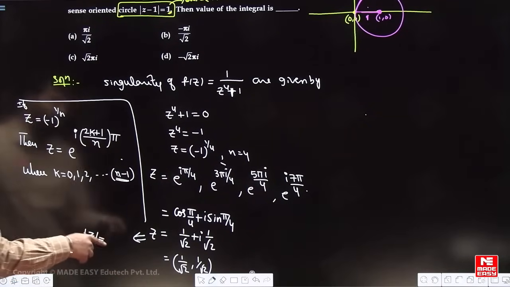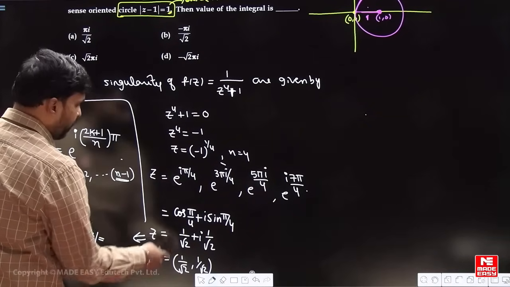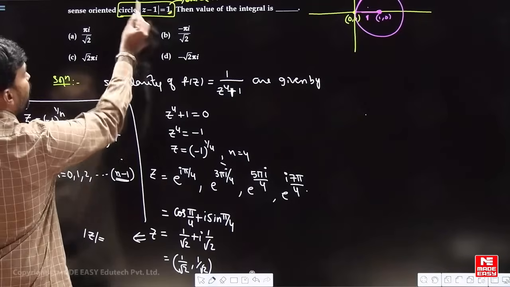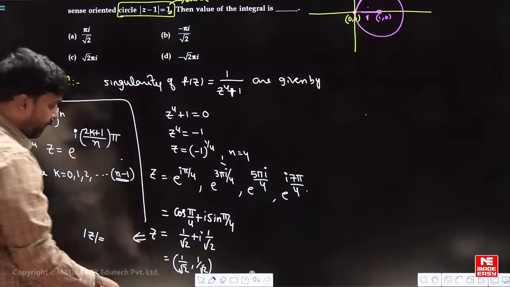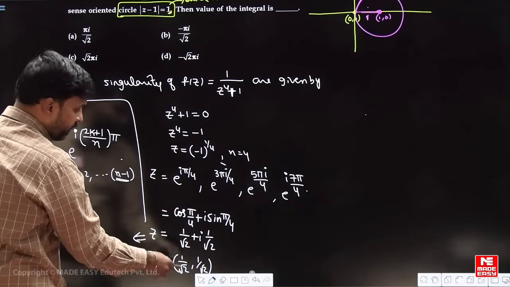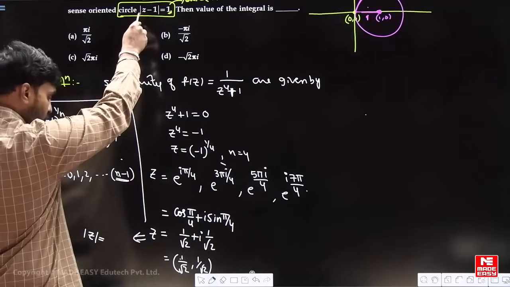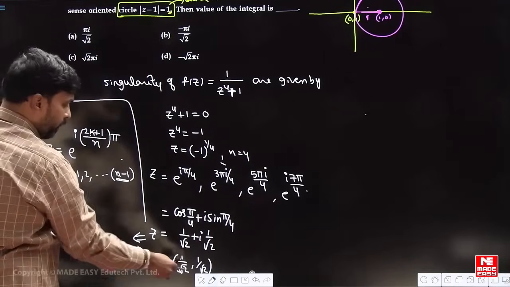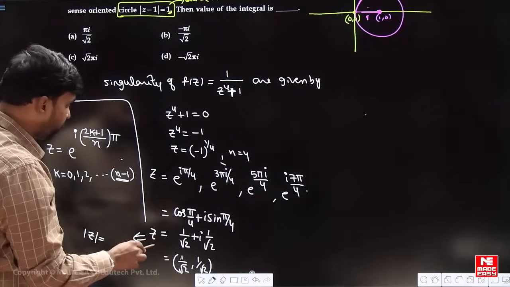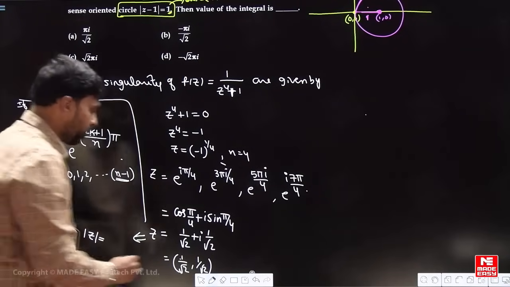So modulus of z is 1 here, or otherwise if you put this point inside the contour, I can say 1 by root 2, iota 1 by root 2 minus 1. So this point lies inside the contour here. It lies inside the contour.